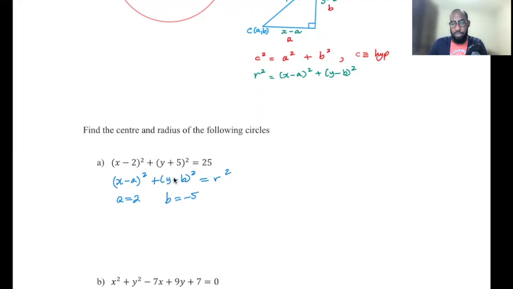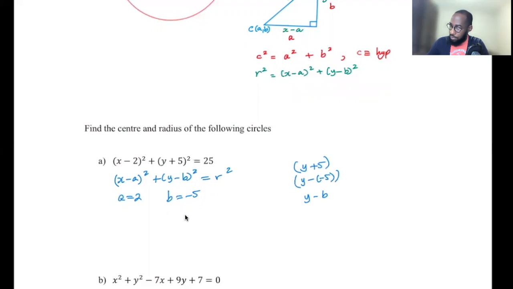Generally, I tell students, if you see two different signs, whether it is a or b, whichever letter you're looking for, it will be the negative number. In this case, two different signs, b is equal to negative 5. Reason being, if you have y plus 5, because you're trying to get it in this general form, we have y minus negative 5, in brackets. So we have y minus b. Therefore we know b is equal to negative 5, right? So the center (a, b) is equal to (2, negative 5).